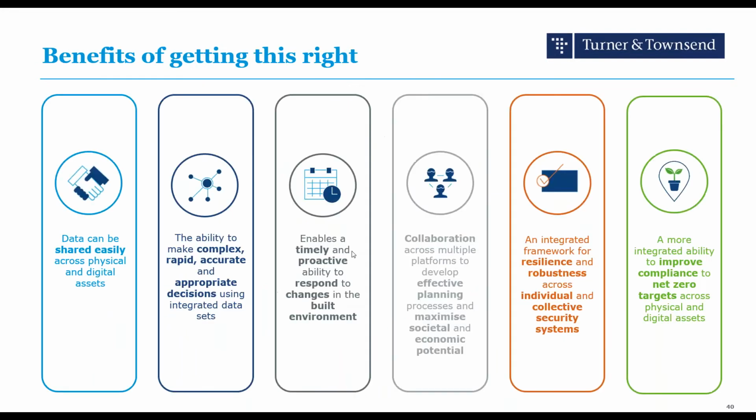Some of the benefits of getting this right are that data can be shared easily across both the physical and the digital. The ability to make complex, rapid, and accurate decisions using integrated data sets. It gives us what the military and intelligence services call context. So then, ten data sets together can give you far more information if they're well organized and well placed across the physical and digital assets, giving a much richer picture, and that can help better quality decision making. It also helps pace. If we get this right, we can get the digital twin or the BIM model providing us data to make rapid decisions, particularly in the built environment, and respond to changes which inevitably happen on long-term programs.